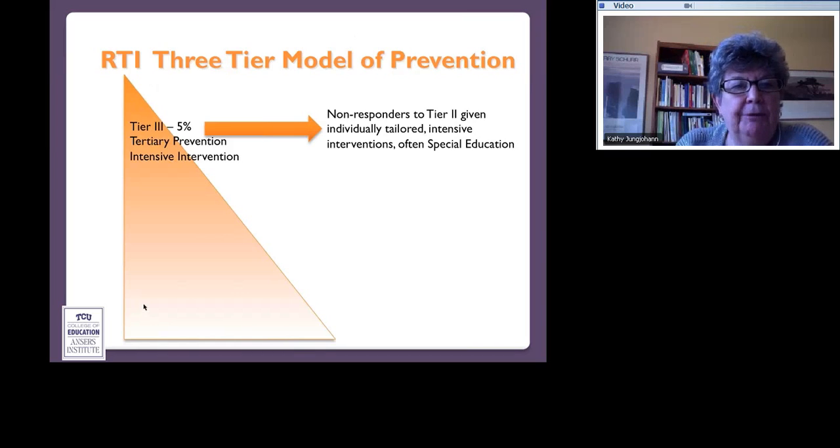So when we describe Tier 3, this is our tertiary level of prevention, and this is a more intensive intervention for students who were not responding to Tier 2 instruction, not meeting the progress monitoring benchmarks, and may need more individually tailored intensive intervention or special education.